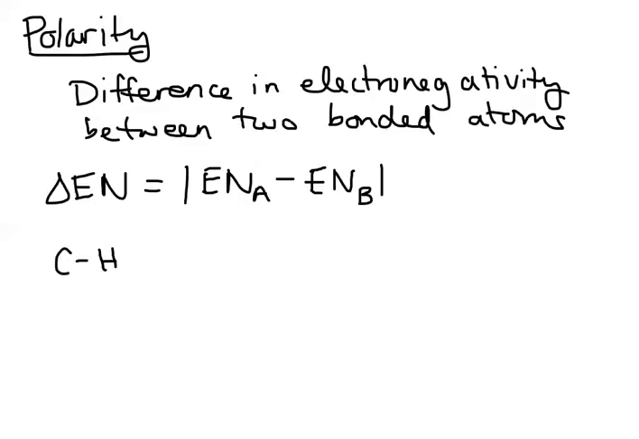For a C-H bond, what is the electronegativity of carbon? Look at your electronegativity charts. 2.5. How about hydrogen? 2.1. My absolute value of that difference is 0.4. That's my delta EN.